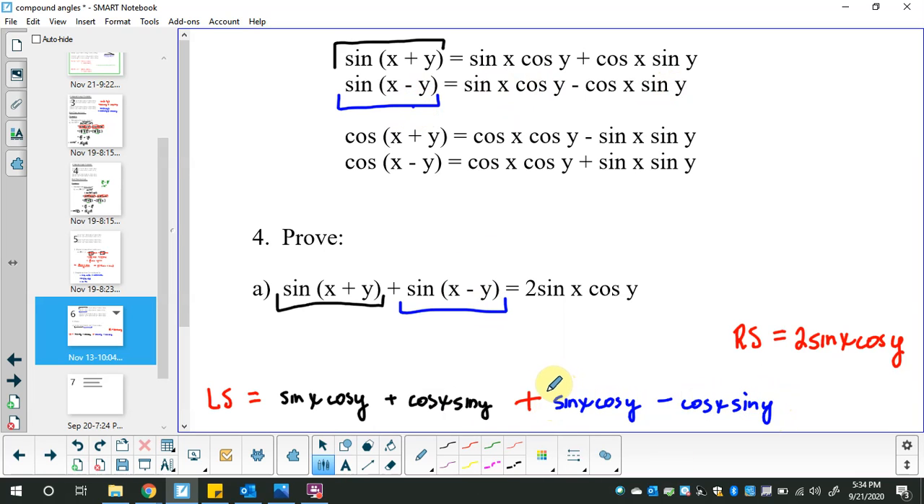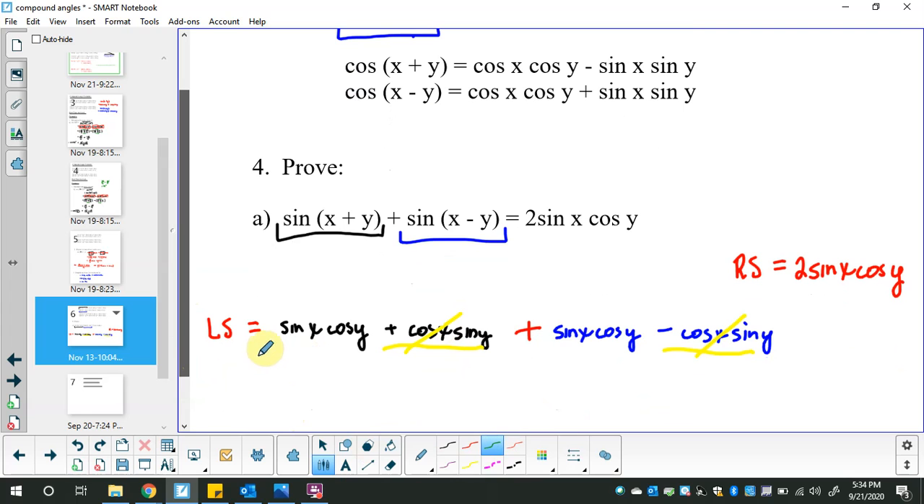So we have to figure out, just like all the other identities, how we're going to make the left side equal the right side without faking any math. Can you see it? Can you see that here is a positive cos x sine y, and here is a negative cos x sine y, so they will make 0 cos x sine y's.